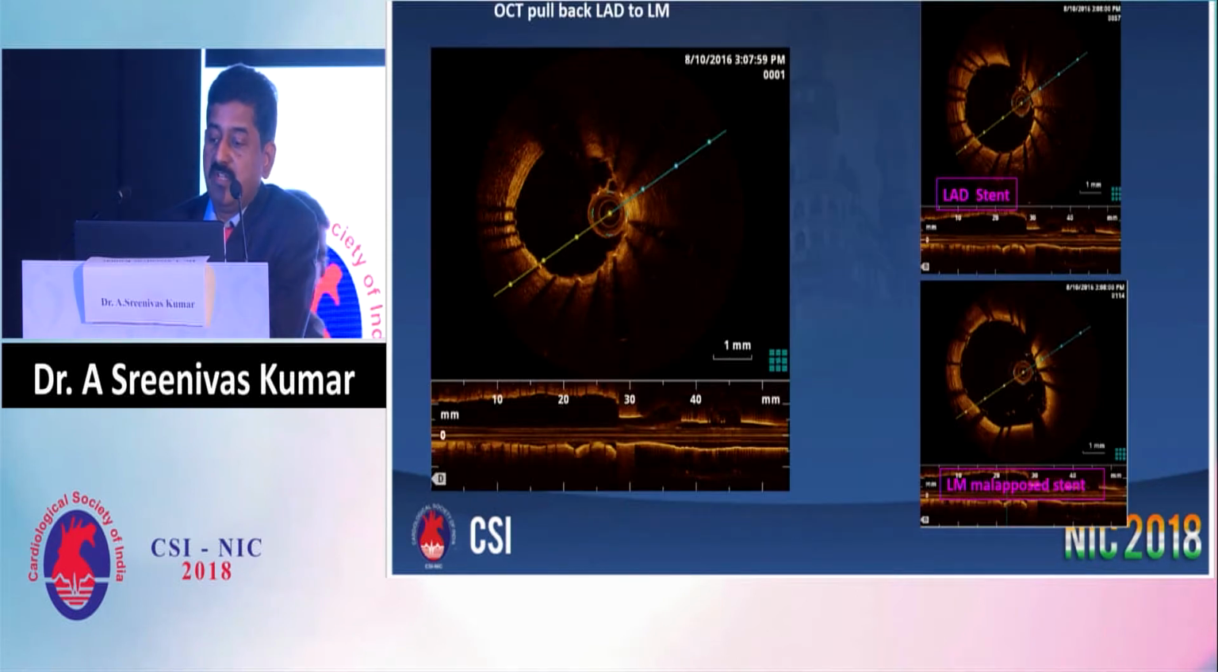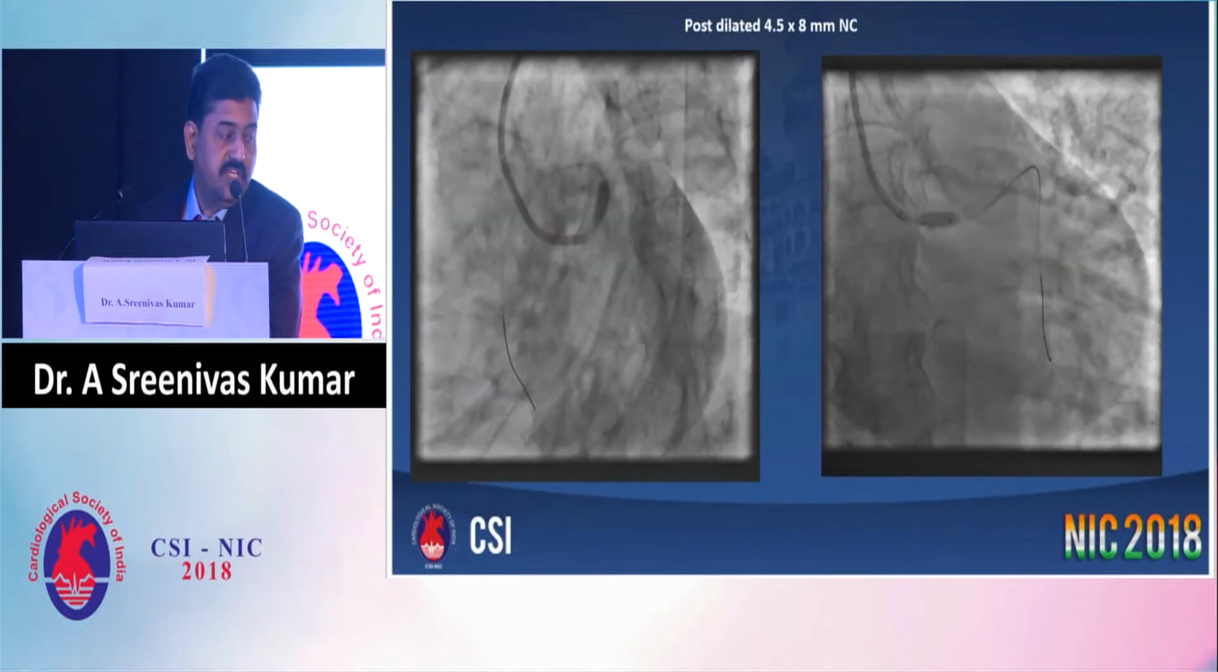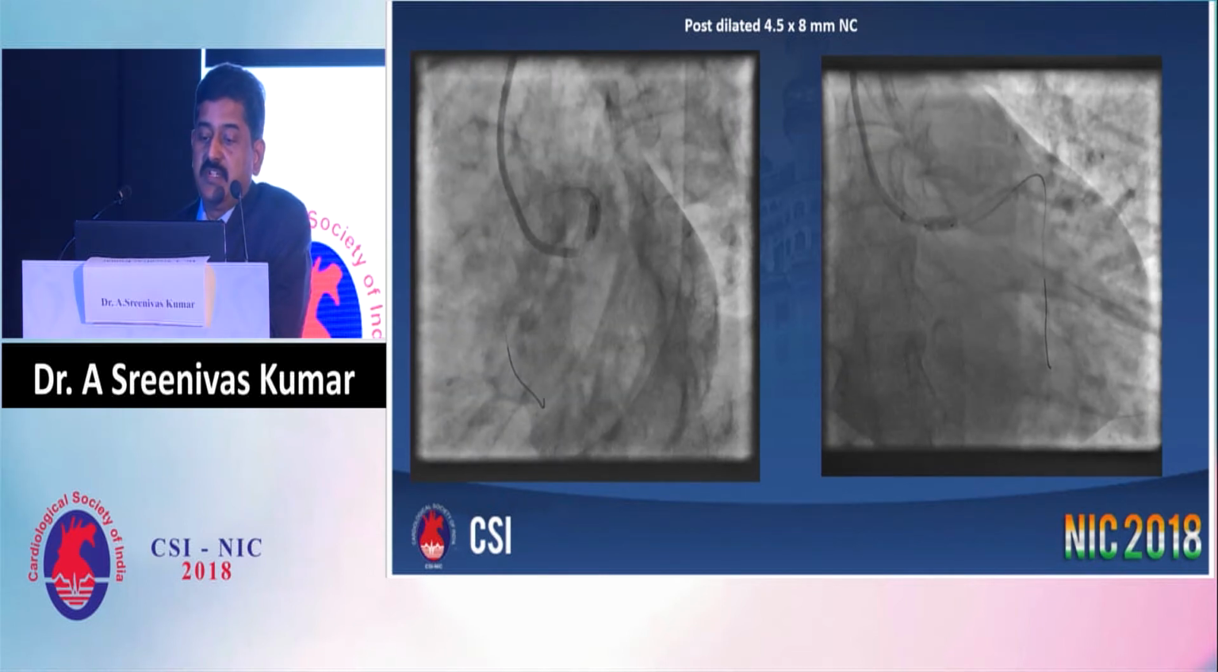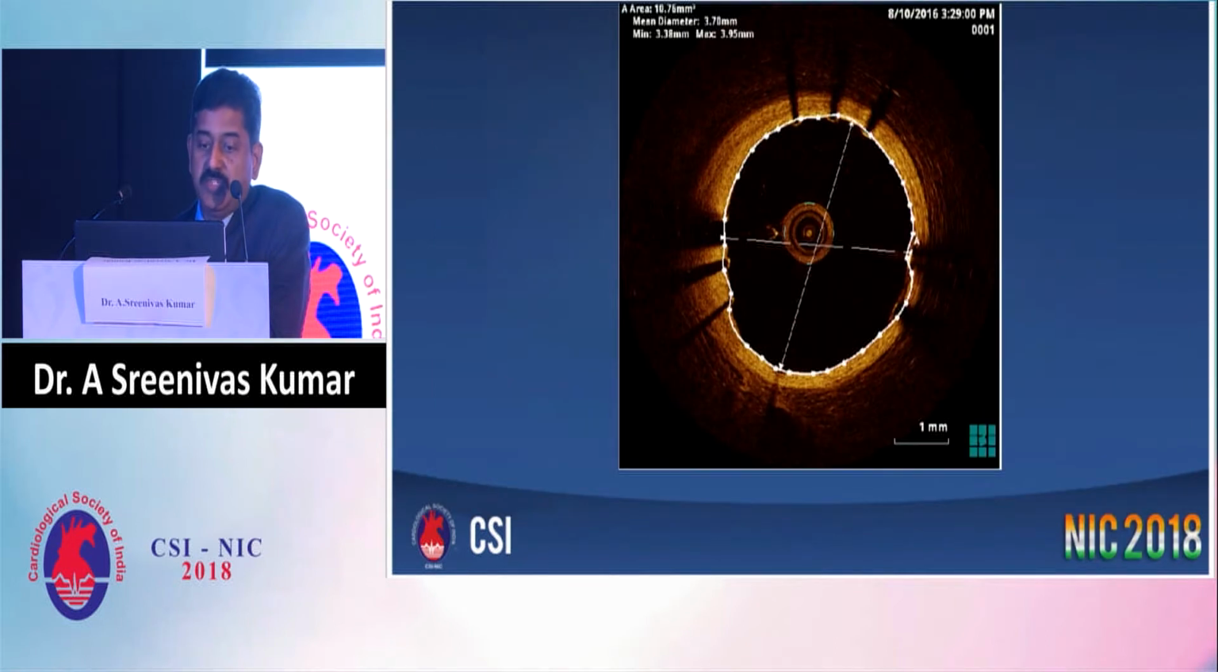In this patient, initially if you see the LAD stent, the position was all right, but in the left main the malposition is seen very clearly. Then we took a 4.5 by 8 balloon, dilated it further, and studied again with OCT. The stent is now well apposed, and the final MLA is around 11. So we were happy and the patient did fine.